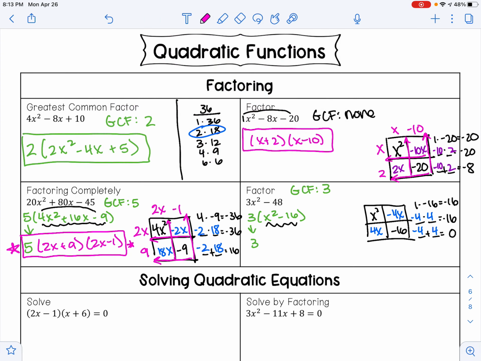In my top row, my GCF is x. In the bottom row, my GCF is 4. In the left column, my GCF is x. And in the right column, my GCF is negative 4. So from the area model, I get x plus 4 times x minus 4. So my answer is 3 times x plus 4 times x minus 4.